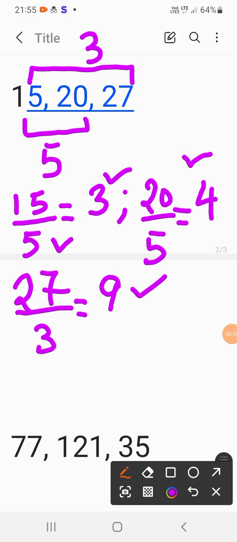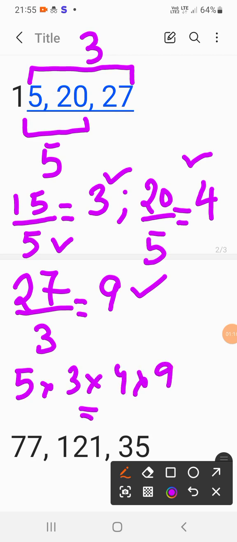Since 5 is common in the tables of 15 and 20, we will multiply by 5 as well. So 5 into 3 into 4 into 9: 5 into 3 is 15, 15 into 4 is 60, and 60 into 9 is 540. So the LCM of 15, 20 and 27 is 540.